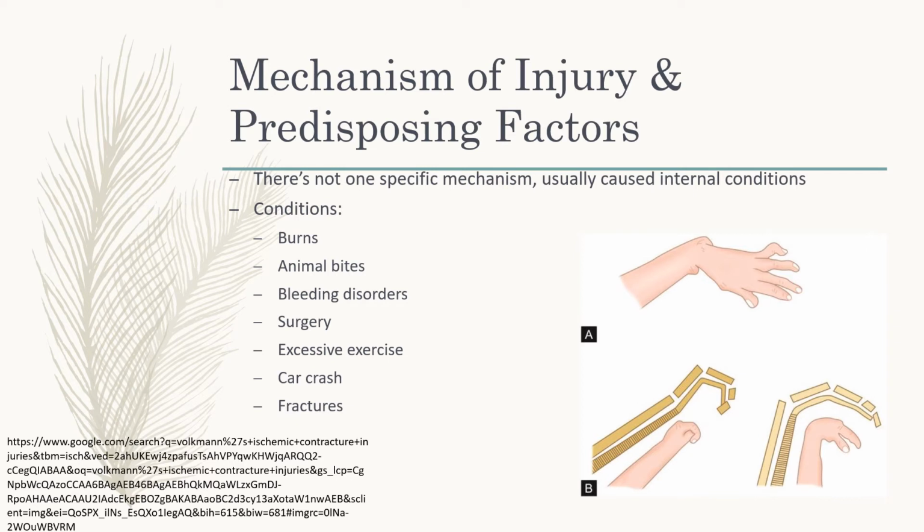Mechanisms of injury and predisposing factors for Volkmann's contracture. There is not one specific mechanism, but it is usually caused by internal conditions. Those conditions can be burns, animal bites, bleeding disorders, surgery, excessive exercise, car crash, and fractures.